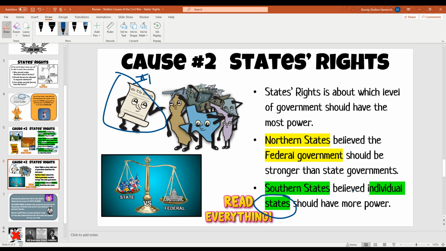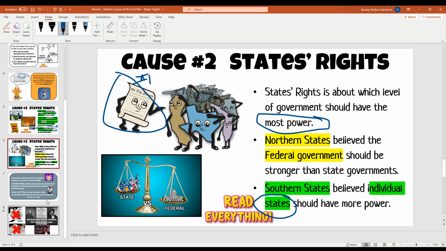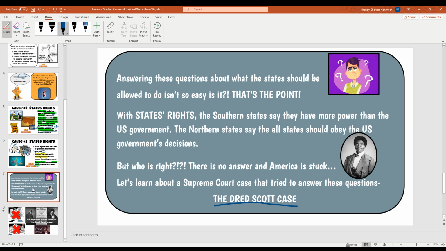Now, this was the big problem because the idea of who should have the most power was broken up between the northern states and the southern states. In general, the northern states said it should be the USA with the most power, and the southern states said, nope, we individual states should have the most power.